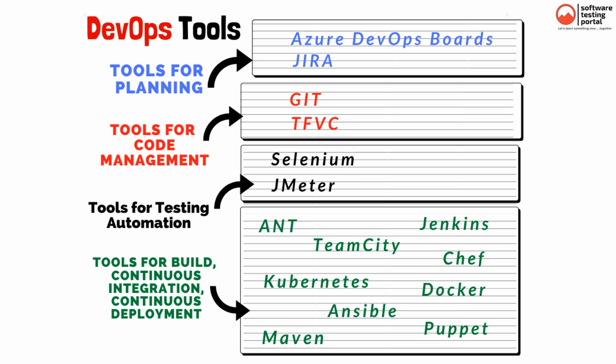Second category is for code management, which includes Git and TFVC. Git is a version control system, which allows us to manage all versions of our code or files, whereas Team Foundation Version Control is a centralized version control system. Here a team member has only one version of the file on the machine and historical data is maintained on the main server.